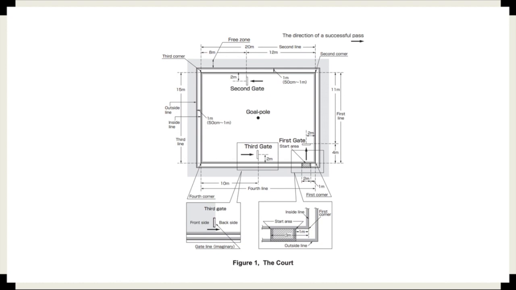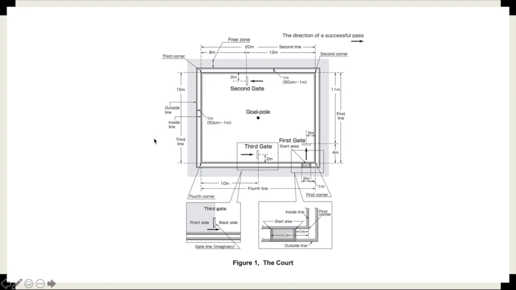The rules state that the court shall be a flat surface that is bounded by the outside line and rectangular in shape and clear of any obstacles. That's a basic definition of what the court itself is, and it basically means that any area that is surrounded by this outside line, or the outermost part of this outside line here, is considered the court.